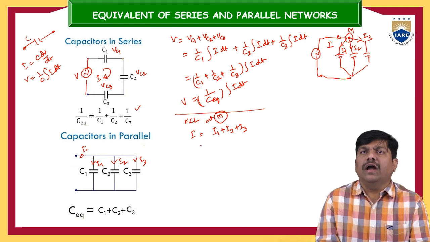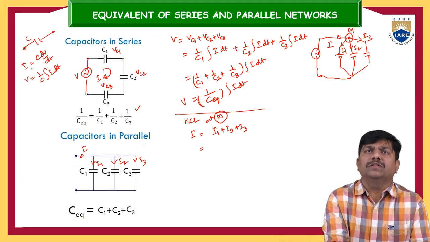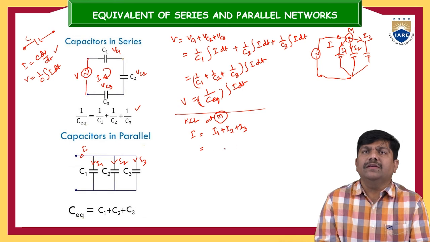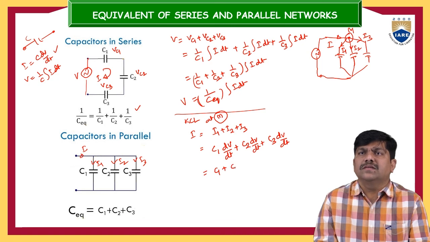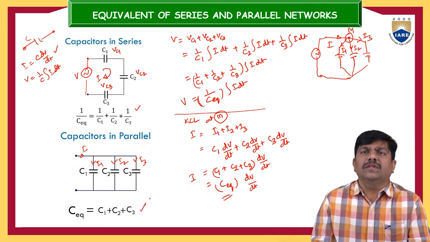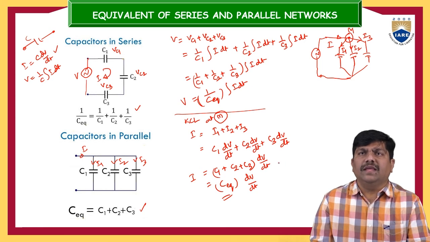Three currents. So I1, you just go back to this formula, I is equal to C dV by dt. So I is equal to, capacitors are different but voltage is same, C1 dV by dt plus C2 dV by dt plus C3 dV by dt. So the equivalent is C1 plus C2 plus C3 into dV by dt. So this value is nothing but I. So this is C equivalent into dV by dt. So what is the C equivalent now? C equivalent is nothing but C1 plus C2 plus C3.